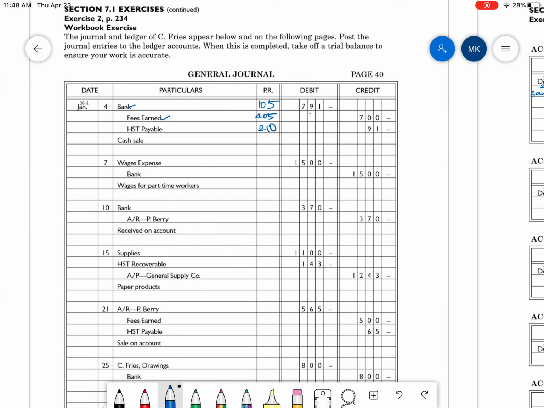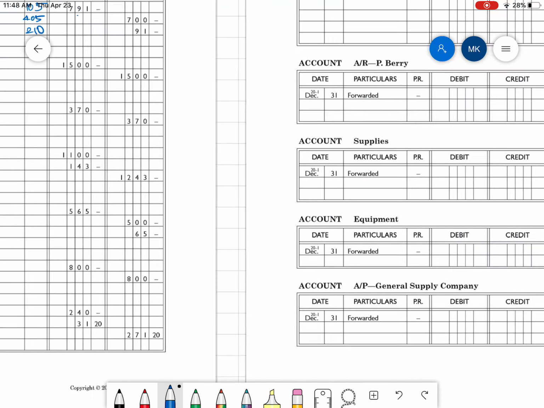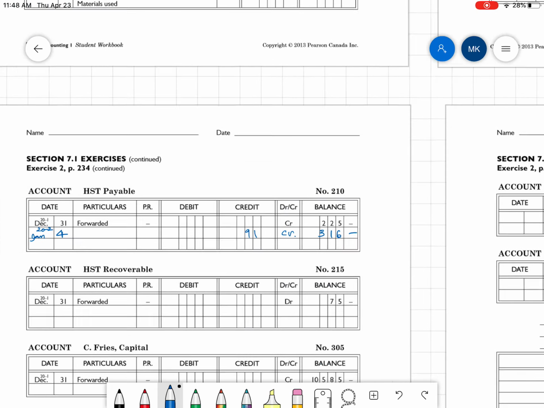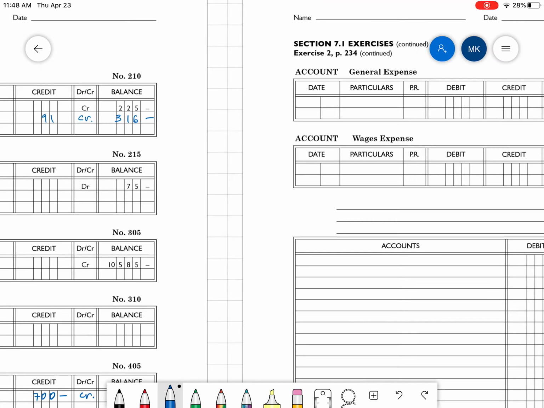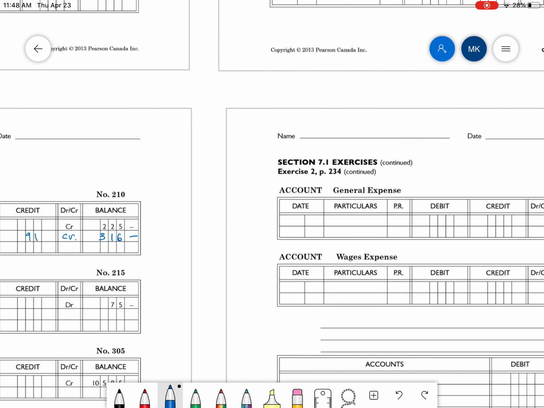Okay, so we have finished all three transactions in the first journal entry. Now next, wages expenses and bank. So we have two transactions. I mean, yeah, one transaction, but two accounts are being impacted. So go to the wages expenses account. Okay, so I'm at the wages expenses account. Now, if you see the journal entry, the date is 22 January 7th, right?